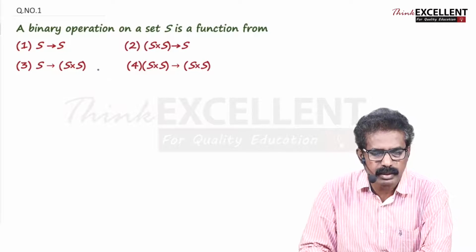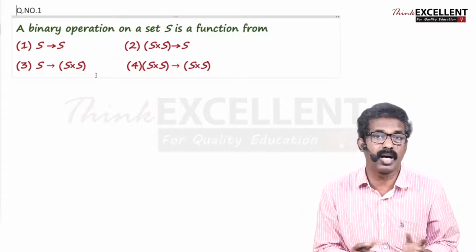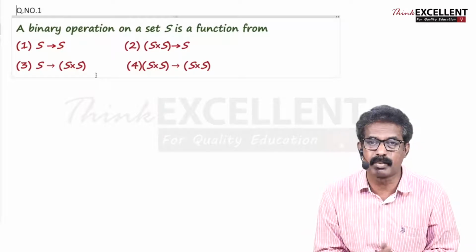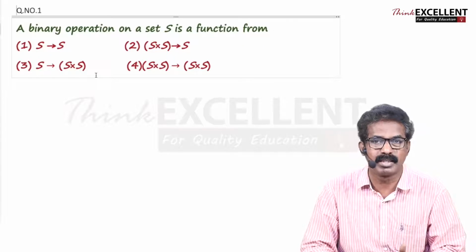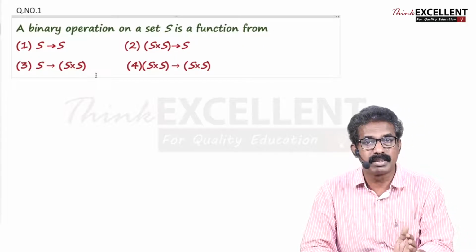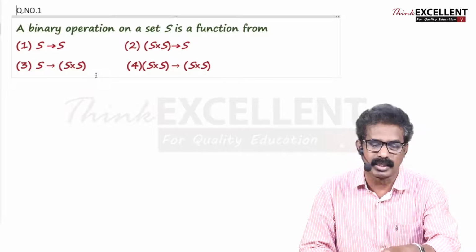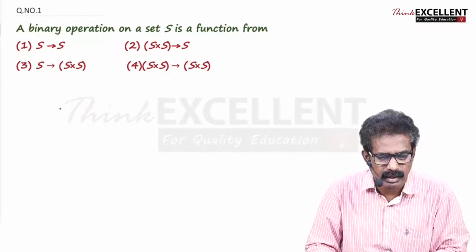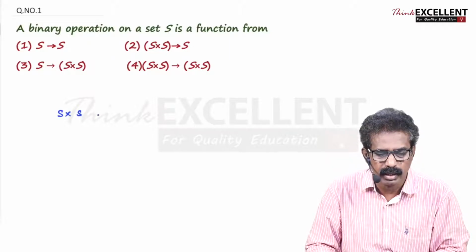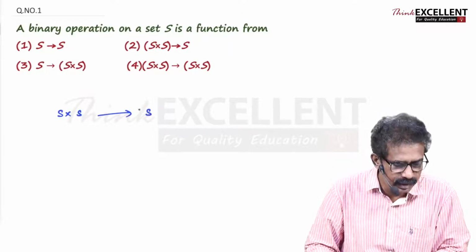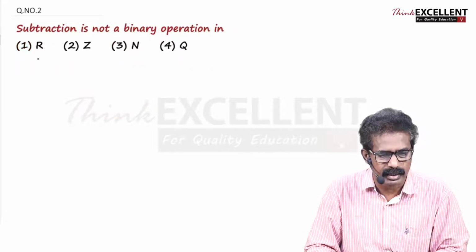A binary operation on a set S is a function from S cross S to S. The operation we call a binary operation, and the set satisfies the closure property. What is the condition? You take two elements from the set, operate them, and you get a single element that also belongs to that set. So you take two elements from a set, that is an ordered pair, S cross S, and your answer is again in S. So the second option is the correct answer.